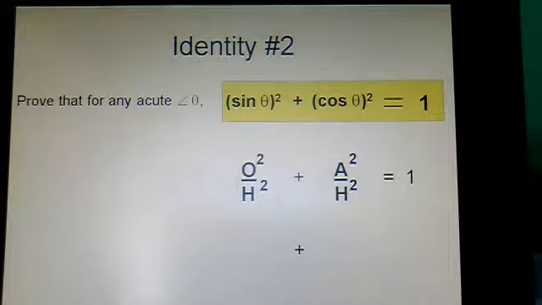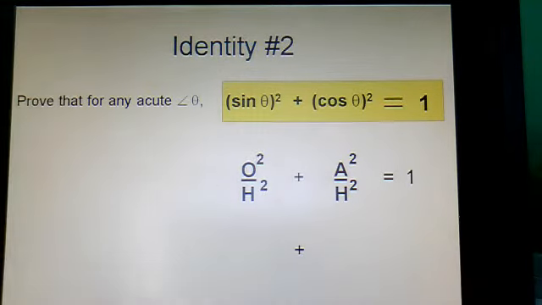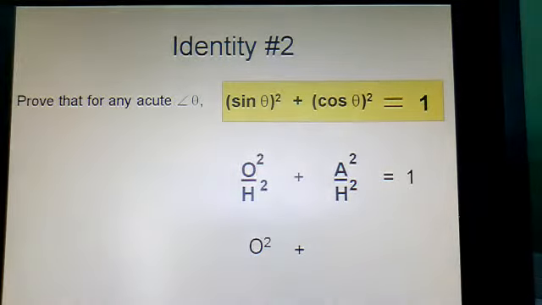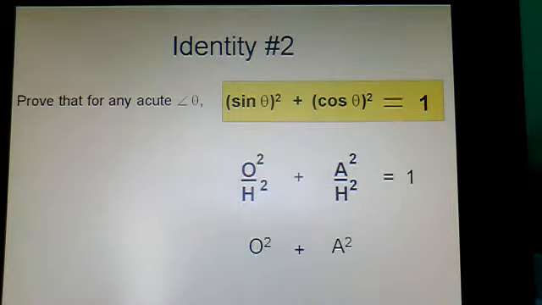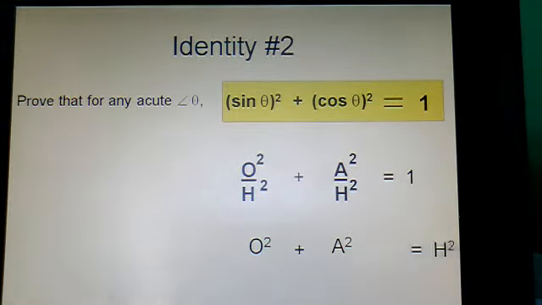And your algebra teacher would remind you that you multiply the entire equation by whatever the denominator is. So in this case, you multiply the entire equation by h squared. So if you multiply this by h squared, the h squareds cancel, and you have just o squared left over, the opposite side left over. You multiply this term by h squared, and you have just a squared left over. You multiply the other side of the equation by h squared, and you get h squared.